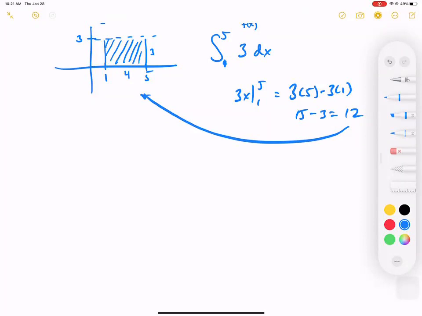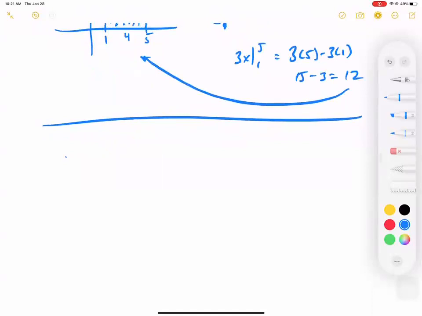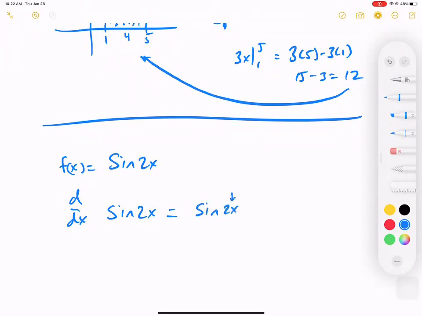So let's go ahead and do a trig one. Trig one's always like the easiest one for me to talk about. So if I give you the function f of x is equal to sine of 2x, and then we ask ourselves to take the derivative of sine of 2x, d over dx of sine of 2x. This becomes sine 2x, right? Take the derivative of the outside, and then leave the inside alone, followed by the derivative of the inside, which is 2.